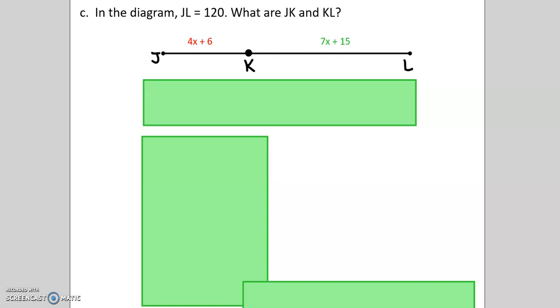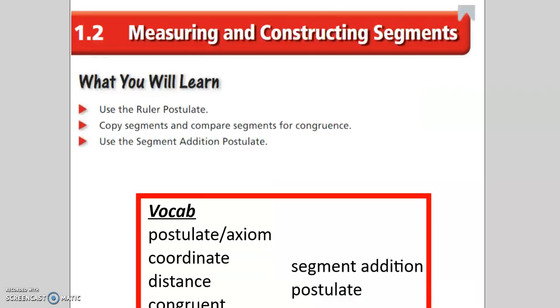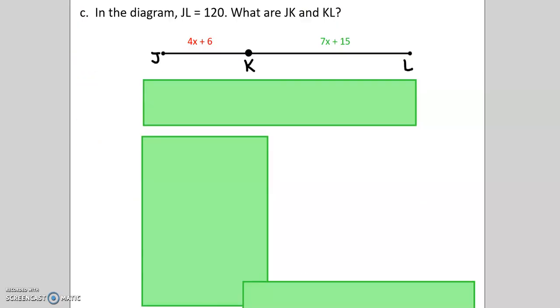Okay guys, so here's another example for the segment addition postulate. We're still in 1.2. This is just a little extended, more algebra type of example for this postulate. So let's take a look. Nothing we can't handle. Just got to break down the steps a little bit more, but I know you guys can do this. So this one says, in the diagram, JL is 120.